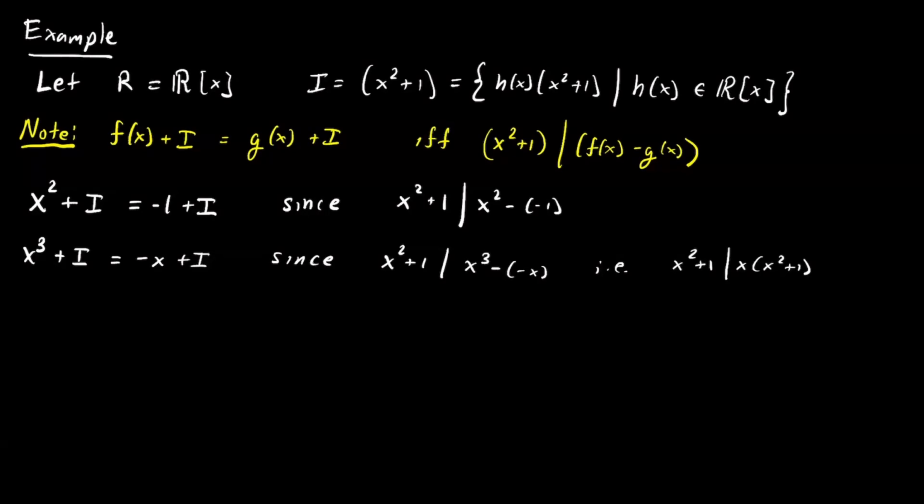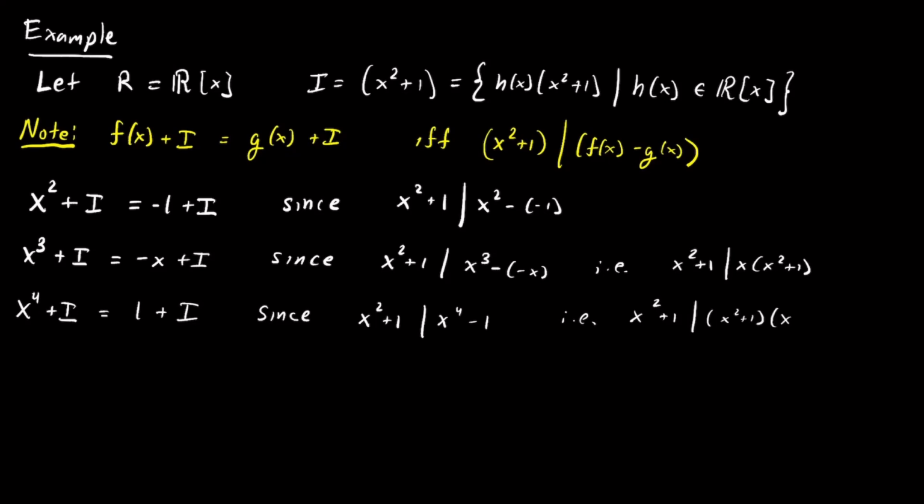So the next thing you might ask is, well, what about x to the fourth? What does x to the fourth become? The thing that I might notice is that x to the fourth plus I is actually going to equal 1 plus I. And why is that true? Well, it's true since x squared plus 1 divides x to the fourth minus 1. Why is that true? Well, if I factor x to the fourth minus 1, this is just x squared plus 1 times x squared minus 1, right? So I see that one of the consequences of making x squared equivalent to -1 is that x cubed becomes equivalent to -x, and x to the fourth becomes equivalent to 1, right? So this is kind of the intuition behind this.